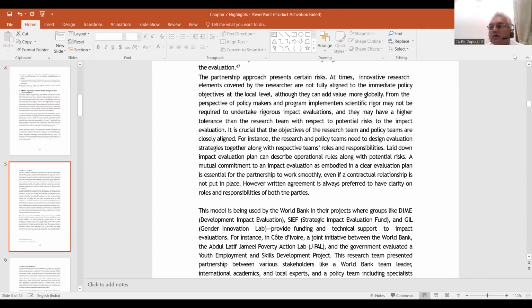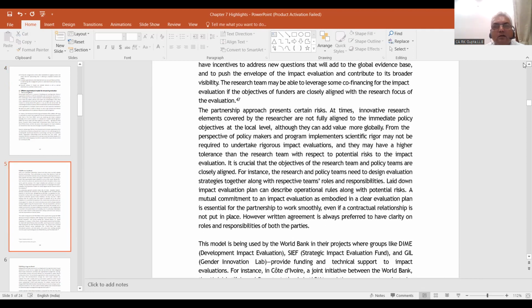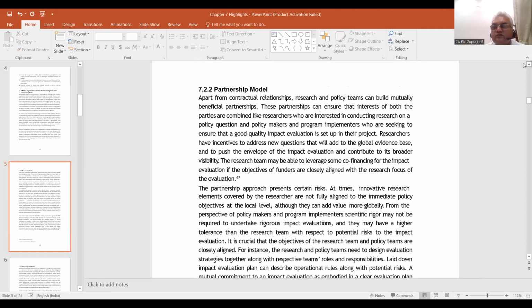Now this partnership model. So first was the outsourcing model. Second is the partnership model. So apart from contractual relationships, research and policy teams can build mutually beneficial partnerships. These partnerships can ensure that interests of both parties are combined, like researchers who are interested in conducting research on a policy question and policymakers and program implementers who are seeking to ensure that a good quality impact evaluation is set up in their project.